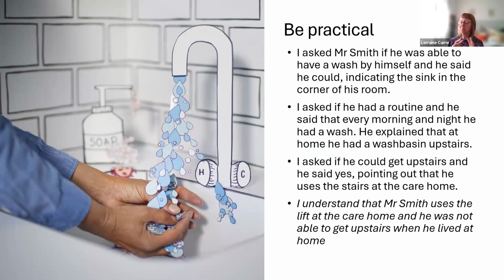care home. Sounds great. But then speaking to care staff, the assessor writes, I understand that Mr. Smith uses the lift at the care home, and he was not able to get upstairs when he lived at home. So the importance of that triangulation, the importance of the issues that other people might raise to you that cause you to question capacity.